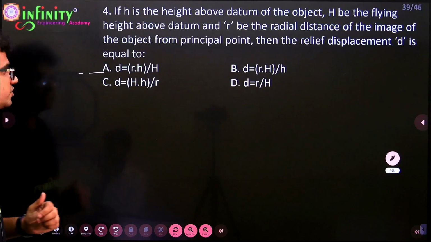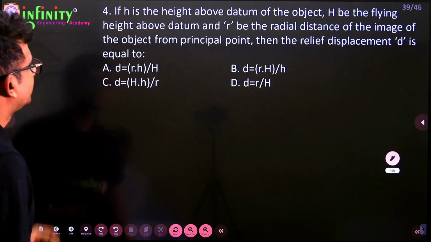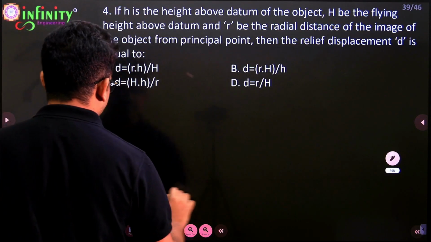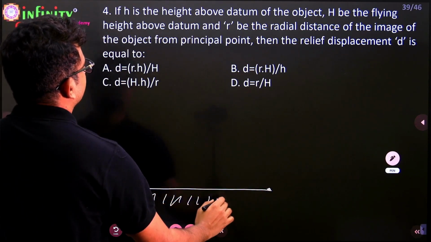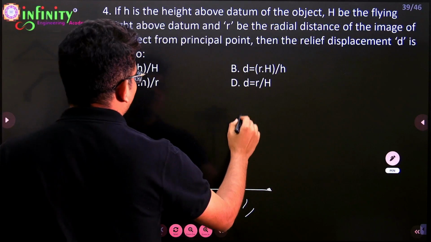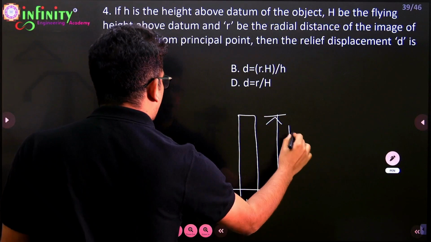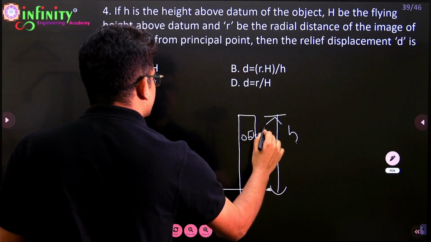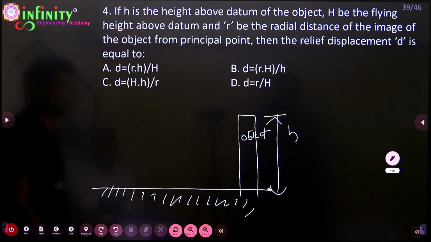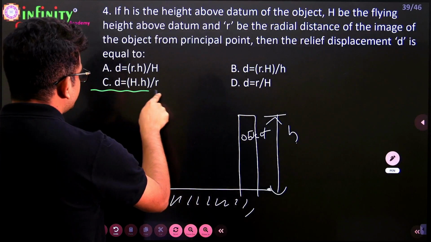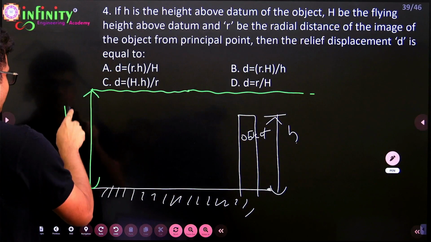Okay, next question. If h is the height above the datum of the object, suppose this is the datum, and you have an object here. They are saying this height is h. Then they say capital H is the flying height. So your aeroplane is traveling somewhere here, and this is your height, capital H.